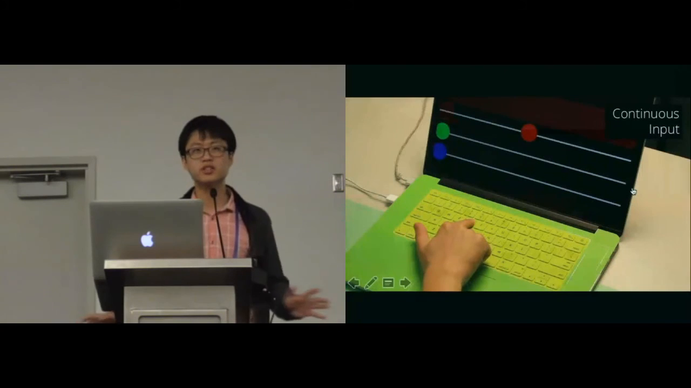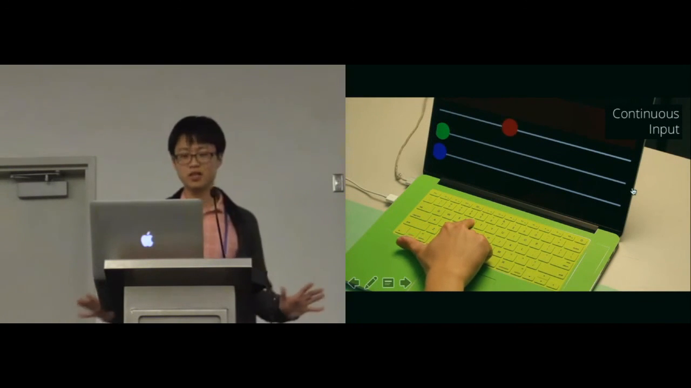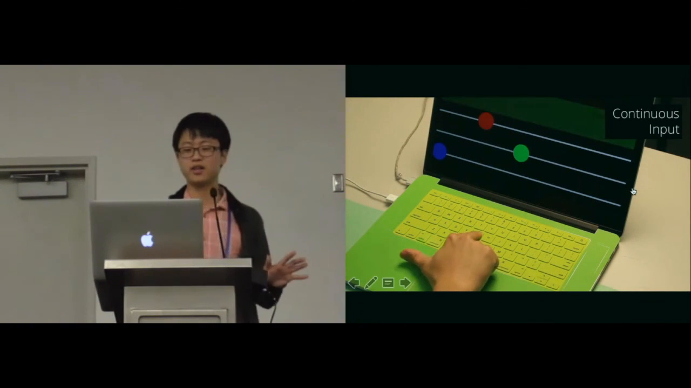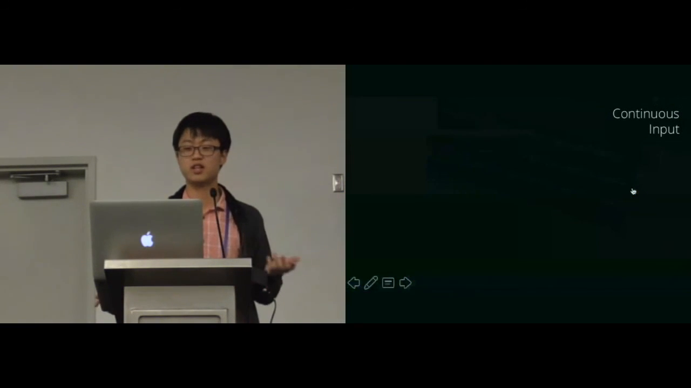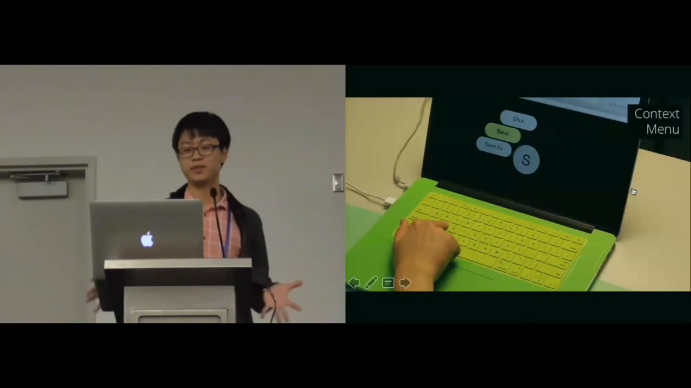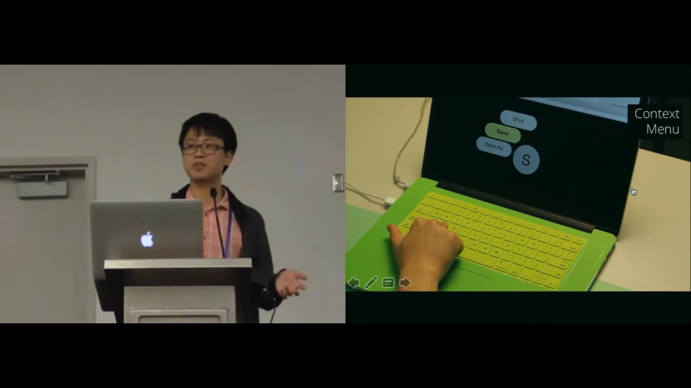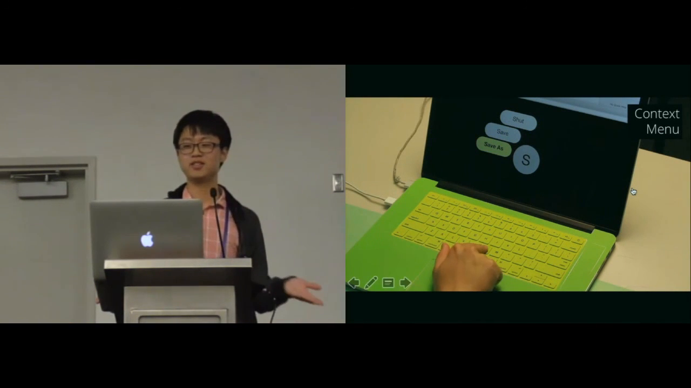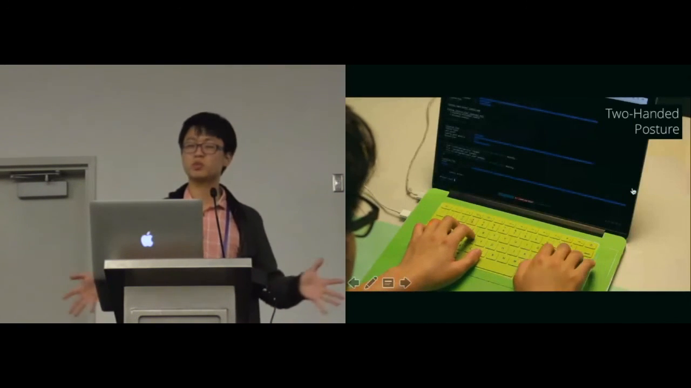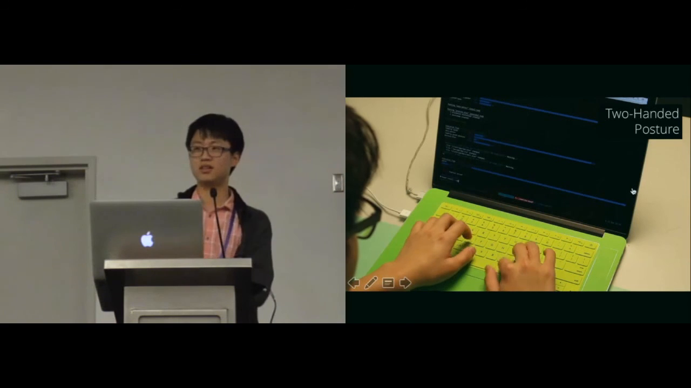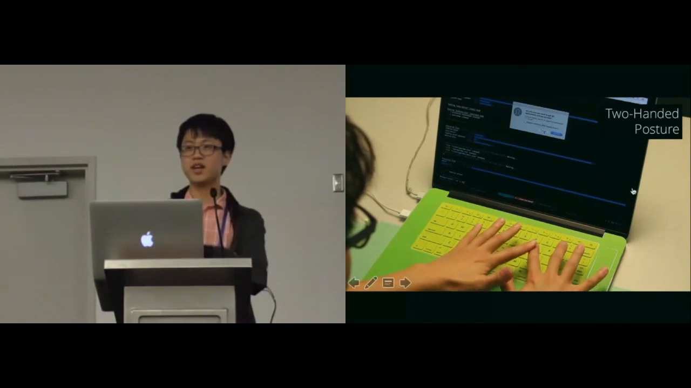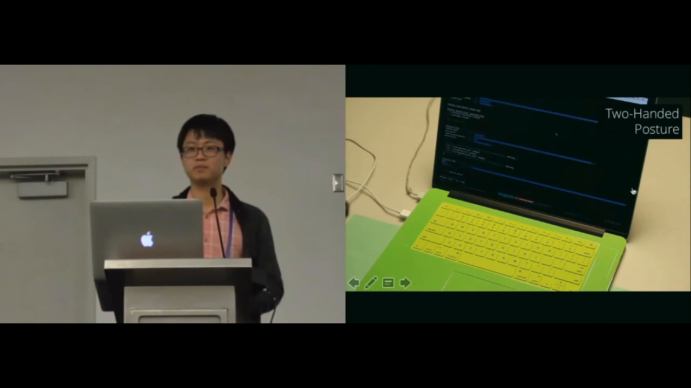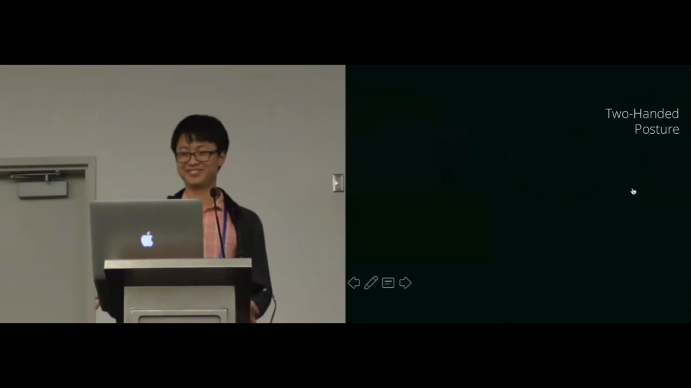Something more interesting is continuous input. You can recognize the location or the angle of the thumb when you press this one key to adjust the RGB color. Or you can switch items in the context menu like this. And in some rare conditions when you want to log out, for such a command you can actually use a two-handed posture to press L to log out. Dan really loved this idea.